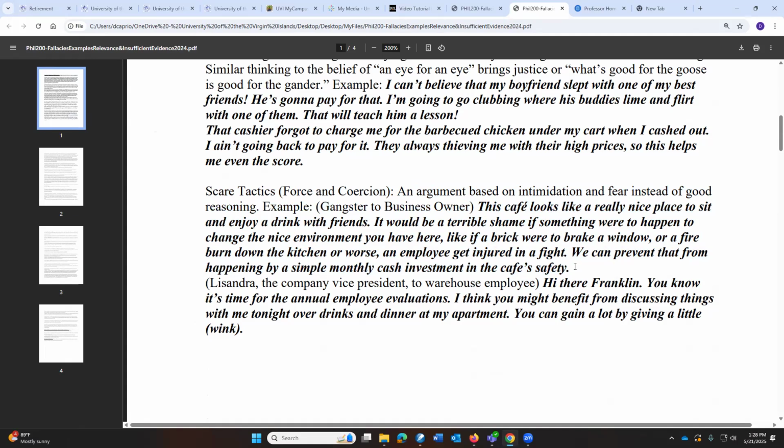But if these hoods look pretty tough, you might be afraid of them and give in to their reasoning and pay it. Unfortunately, that's not good reasoning, but you might fear for your safety or your health, so you might do it.